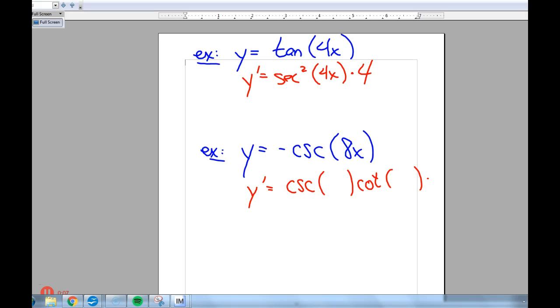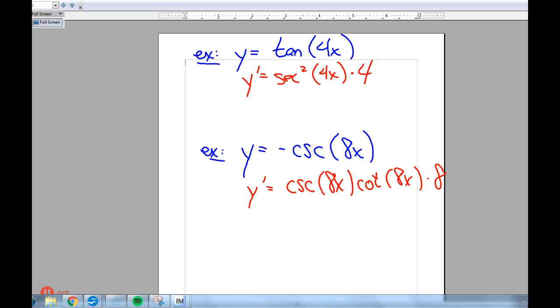What goes in the parentheses? 8x, and then what do I multiply by? That's it. How many have both those? Okay. Yeah. Like the first one, I brought 4 to the front and I said 4 secant squared 4x.